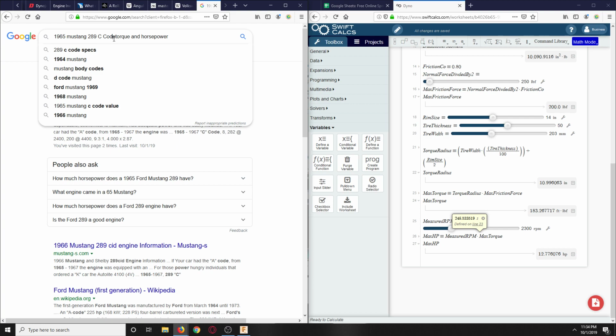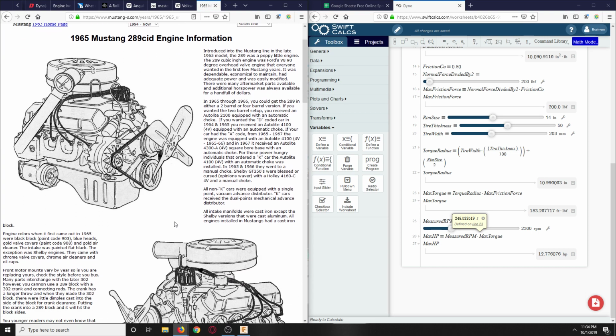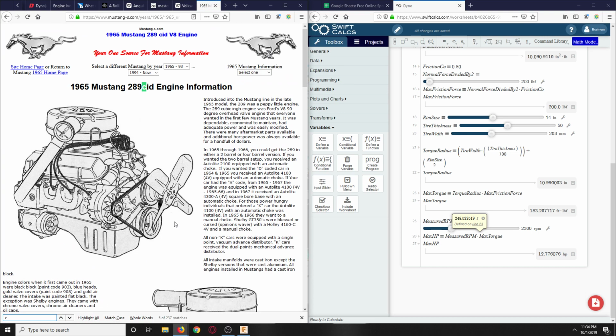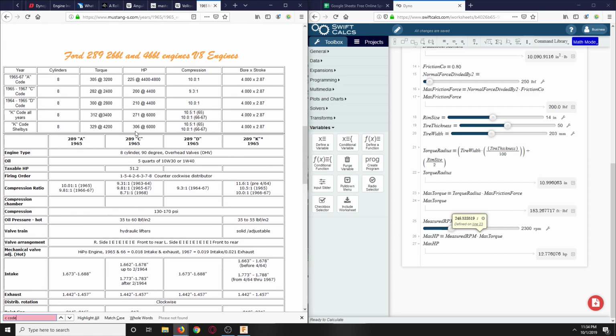Torque. Okay. C code. Control F, C code. Oh, here we go. Compression ratio. Mine's way higher than that. I think it's at 11 or something now.